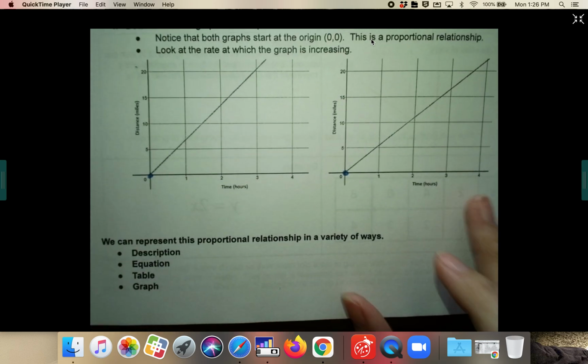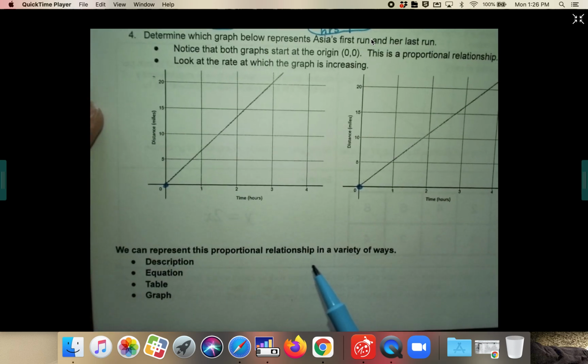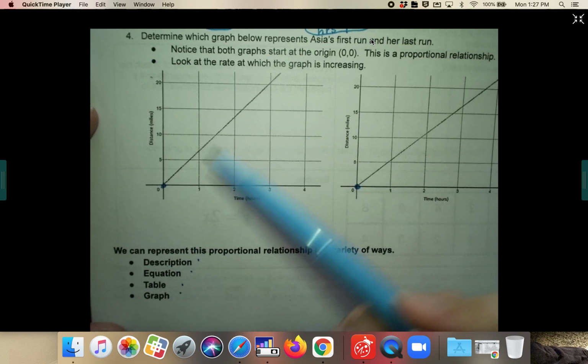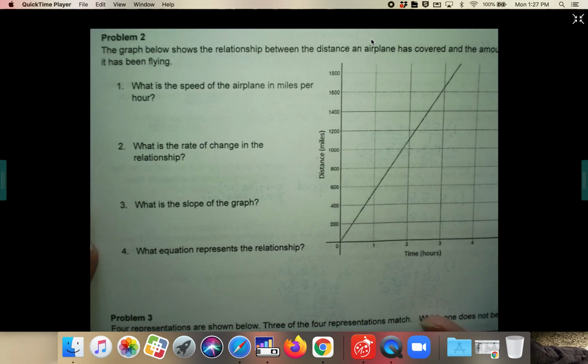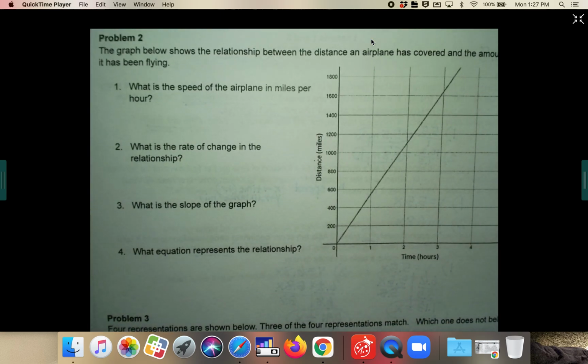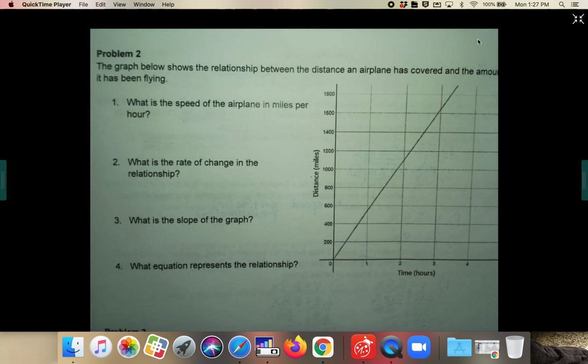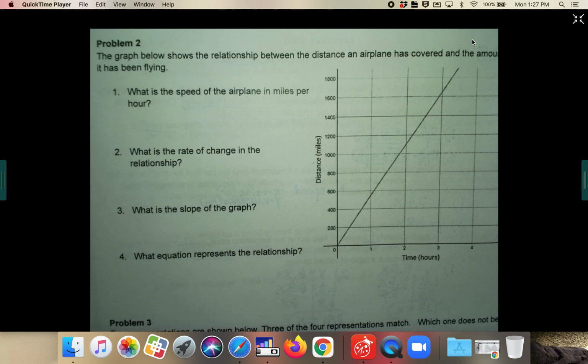So what we have learned today is that we are representing proportional relationships as descriptions, as equations, as a table. We didn't actually set up the table yet, but we could have, and we will later, and in these two forms of graphs. Okay, turn to the next page, and we're actually going to look at a graph. So the graph below shows the relationship between the distance an airplane has covered and the amount of time it has been flying. So what is the speed of the airplane in miles per hour?